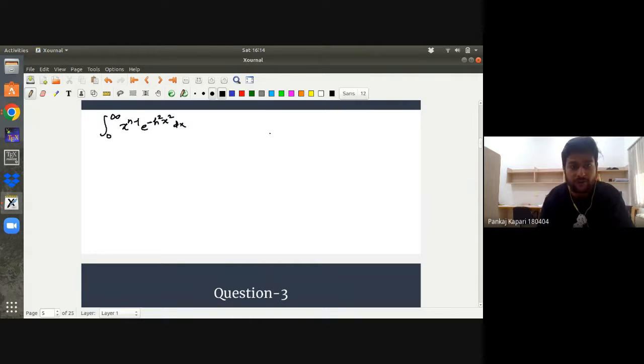Now, if you have to find the value of this integral in terms of the gamma function, note that the integrand of the gamma function contains a negative exponential, which is e to the power minus t. So somehow we have to make this h square times x square into t. We have to change the variable. Let's put h square x square equal to t. Because h is a constant, we have 2x h square dx equal to dt.